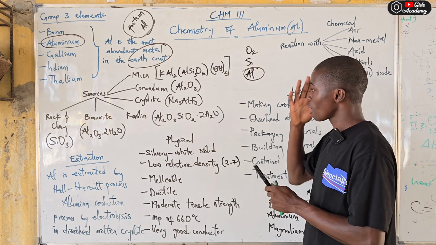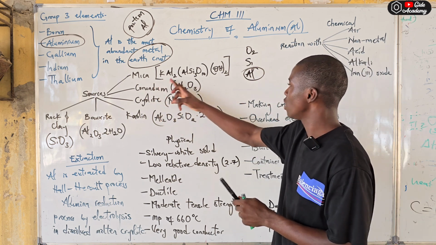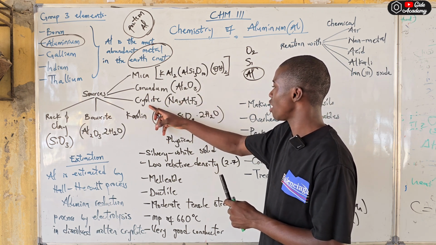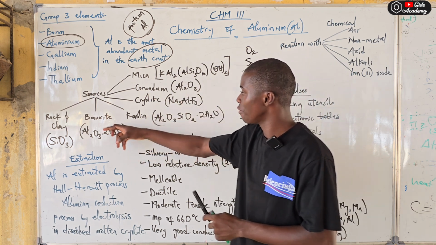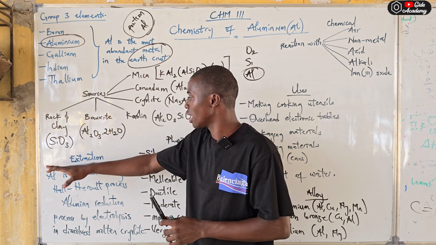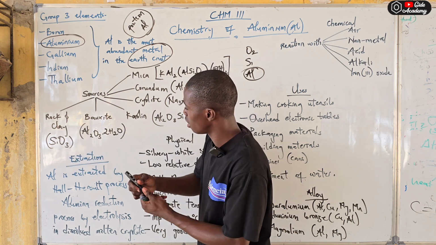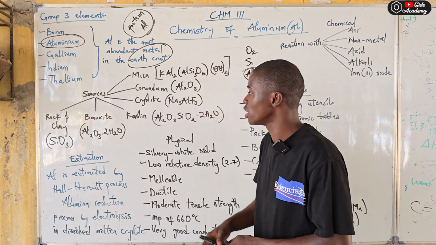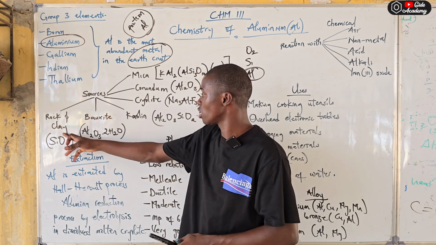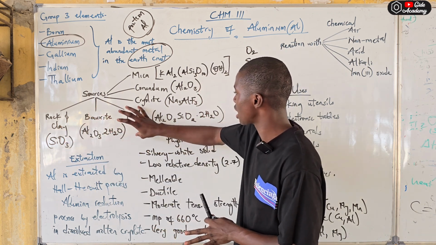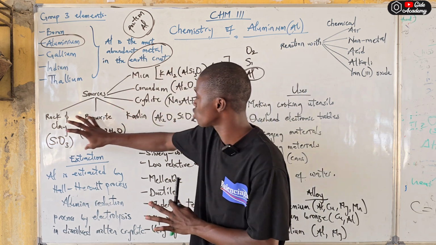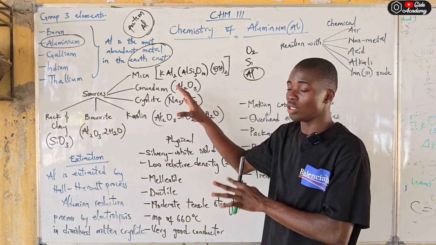Aluminium occurs as mica, look at the formula for mica here. As corundum, look at the formula here. We have cryolite, kaolin, bauxite, and rock or clay as silicate. So it can occur as rock or clay, as bauxite, kaolin, cryolite, corundum, or mica. These are the sources of aluminium.